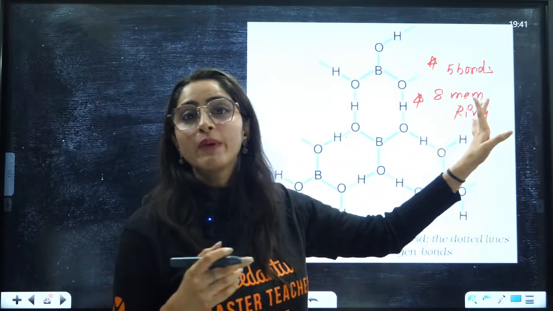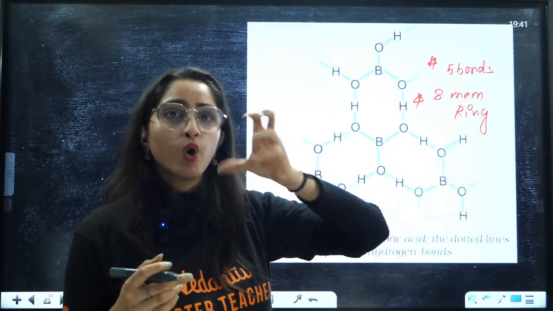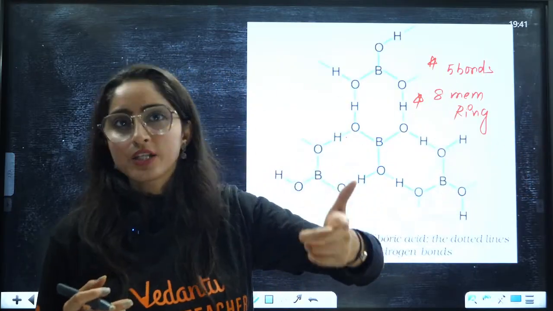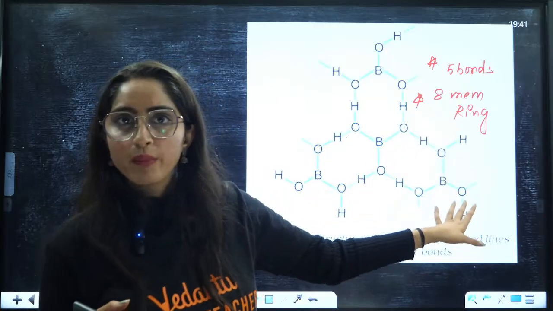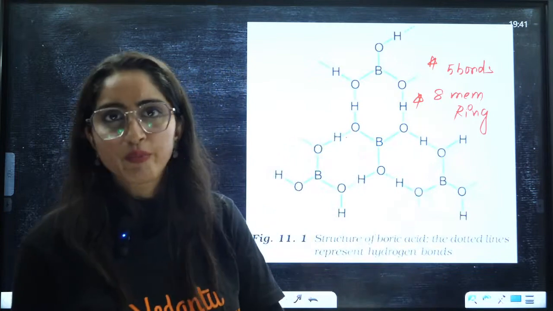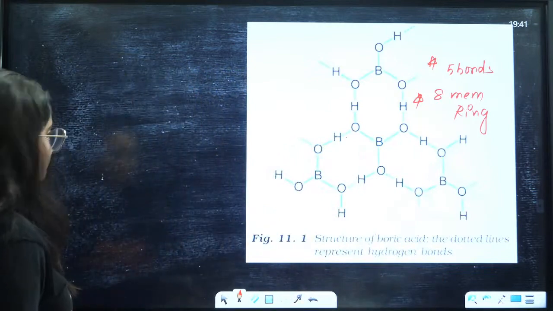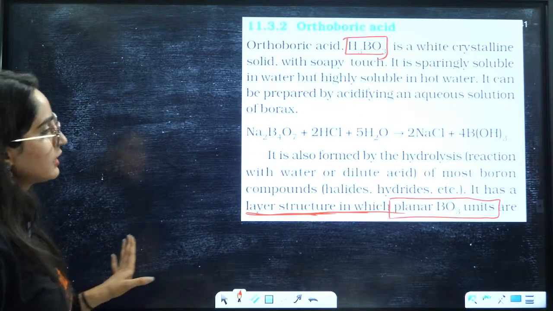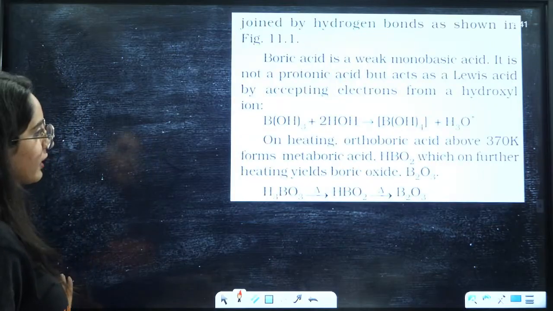Then you have an 8 membered ring, right? This they can ask you, which membered ring is formed. An 8 membered ring is formed, okay? You don't have to draw the structure, and that is not important, right? Okay. Now, this also we have done.